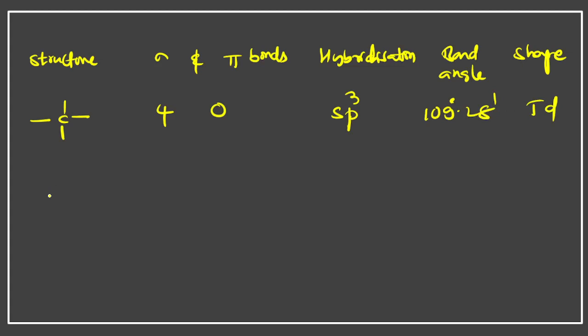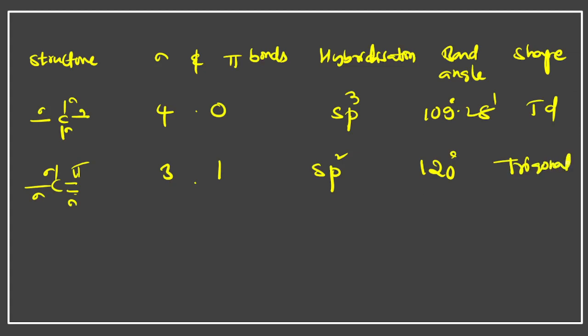Have a look at the next. Carbon with a double bond. How many sigma bonds? Sigma, sigma, sigma, and now 1 pi bond. So this carbon has 3 sigma and 1 pi. It undergoes sp2 hybridization. So its bond angle is 120 degrees. Its shape is trigonal planar.